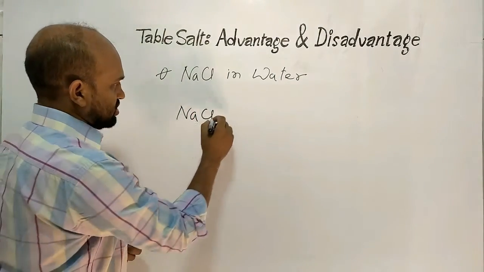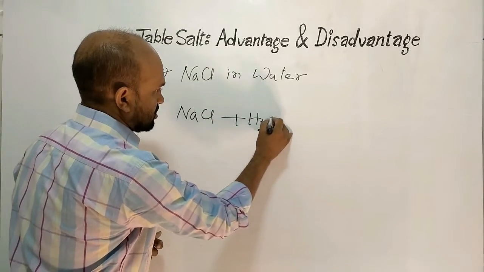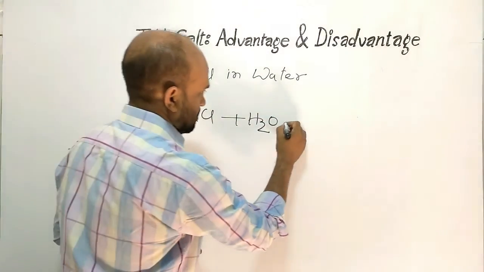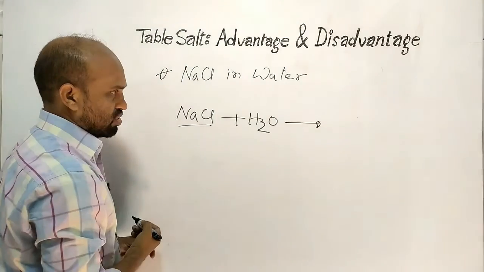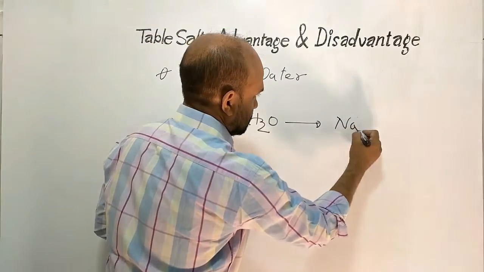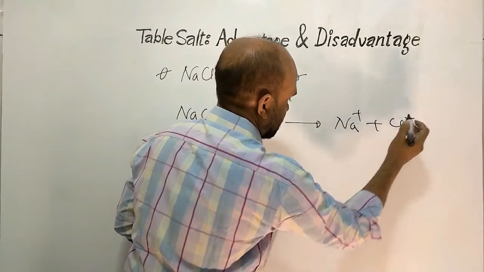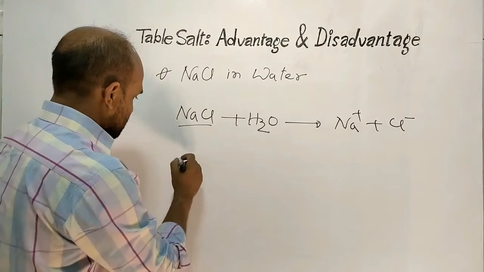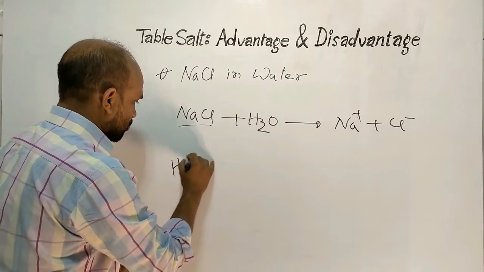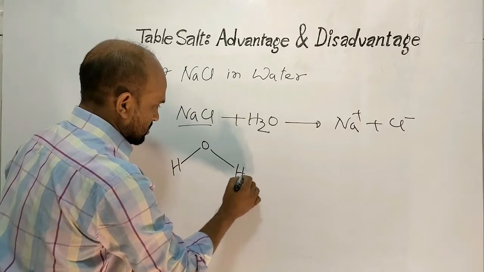When sodium chloride is dissolved in water, then sodium chloride ionizes to sodium ion and chloride ion. Now let's see the structure formula of water. This is water.